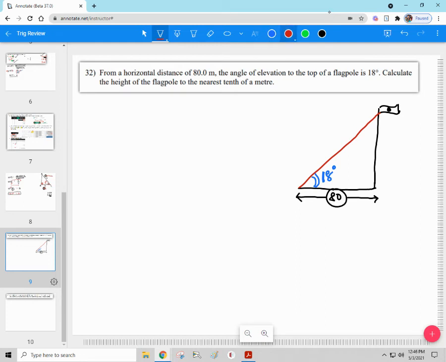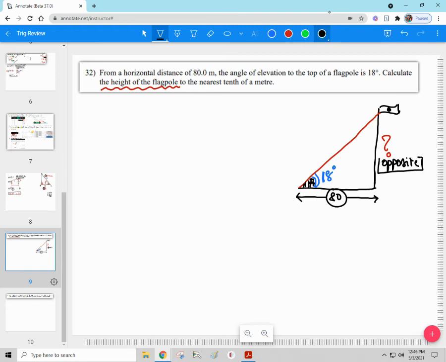Calculate the height of the flagpole. The height of the flagpole. Therefore, what is the value of this one? As I mentioned before, whatever information you have, first of all, label the diagram. I see that the height of the flagpole is missing, which is the opposite side to the given angle. Therefore, this is the opposite side.